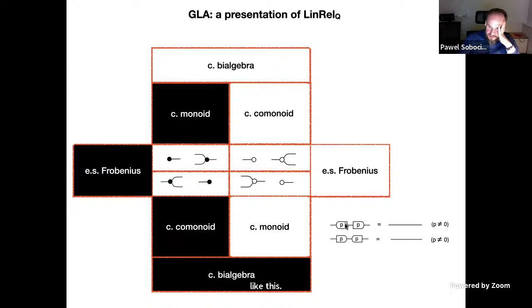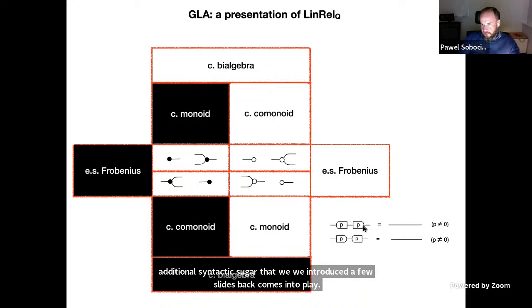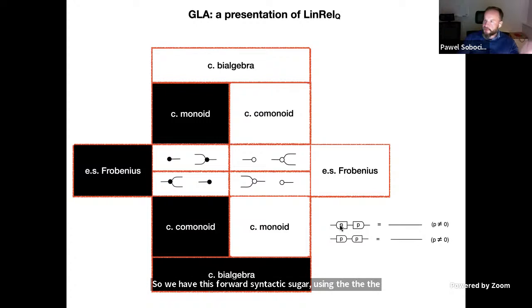And this is where the additional syntactic sugar that we introduced a few slides back comes into play. So we have the forward syntactic sugar using the black co-multiplication and white multiplication, but we also now have the backwards one where you turn it around. And this is essentially telling us that whenever p is not equal to 0, then p is invertible. This puts invertibility into the theory.